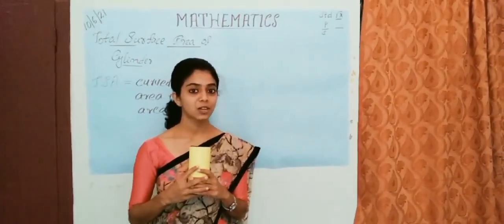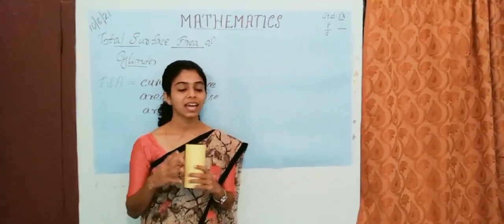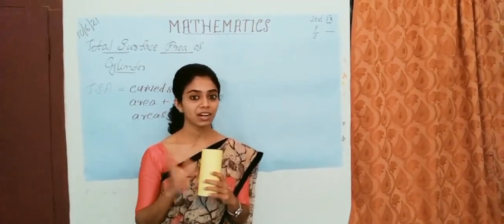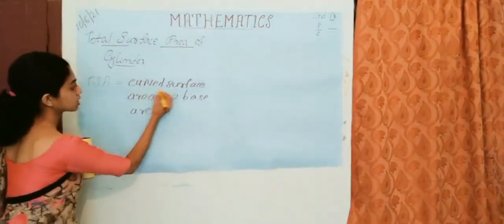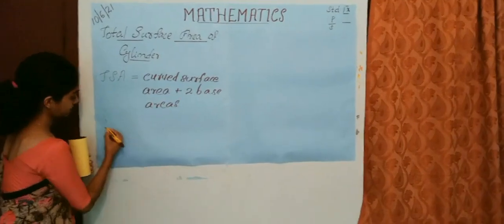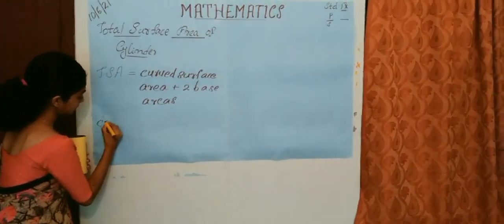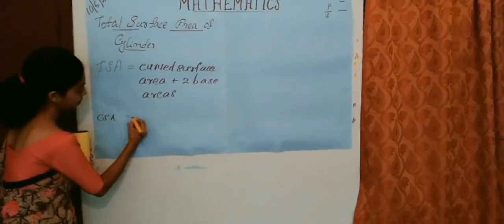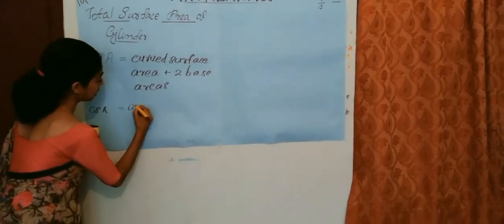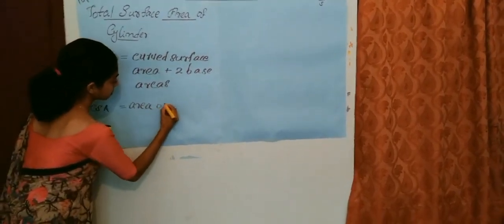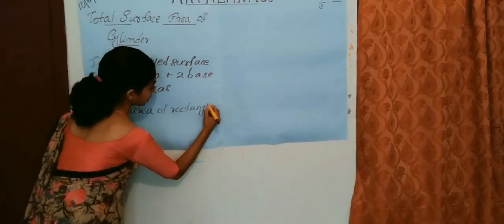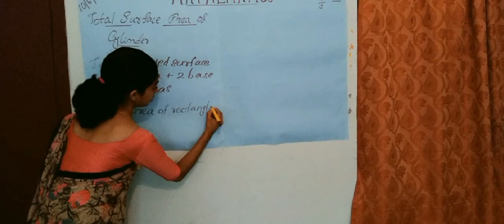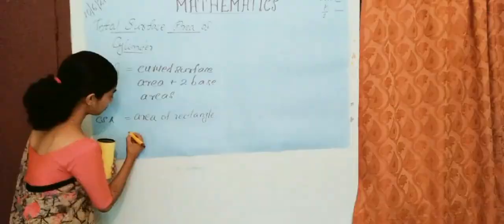Very good. Curved surface area of the cylinder can be equated with the area of the rectangle. So we can write, let us denote curved surface area by CS. CS is equal to the area of the rectangle. What is the area of the rectangle? Very good. It is length into breadth.